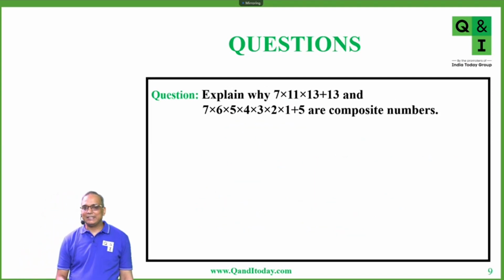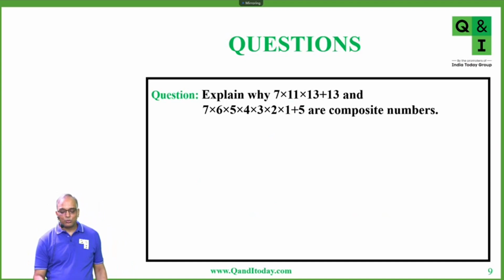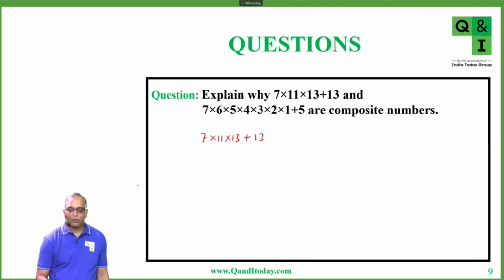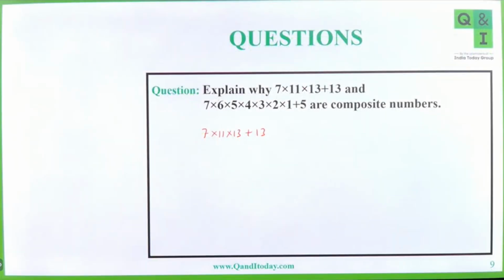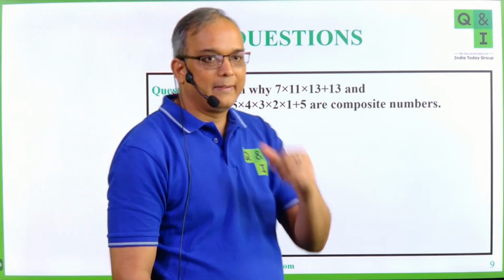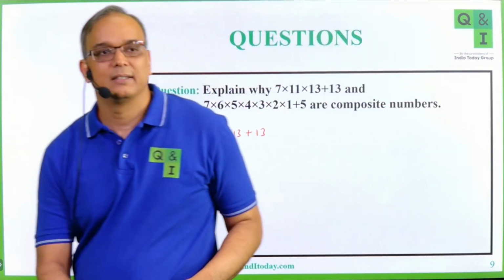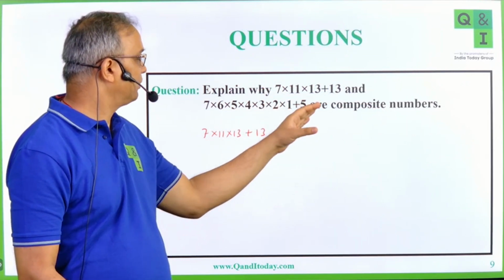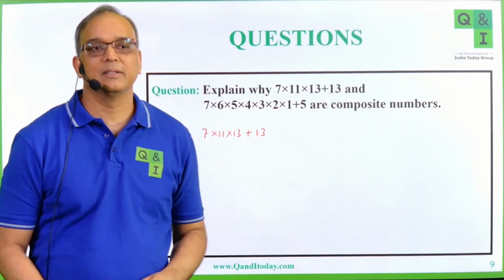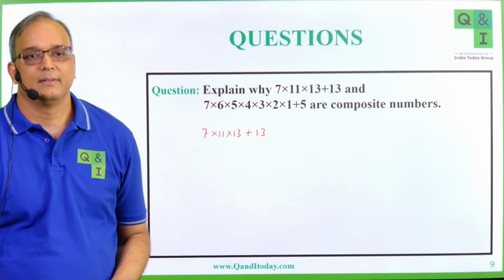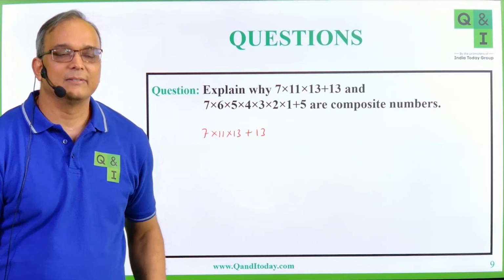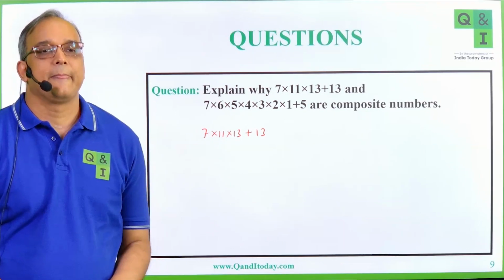Now the next question: explain why 7 into 11 into 13 plus 13 is a composite number. We'll take it one by one. You have to first explain why this is a composite number. Who is going to tell me? Why is this number 7 into 11 into 13 plus 13 a composite number? Raghavi, Ragul, Devi Maya and Ellen. Anyone?